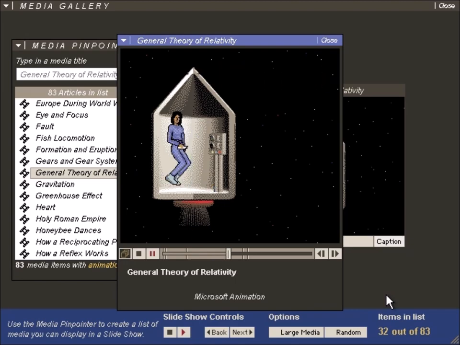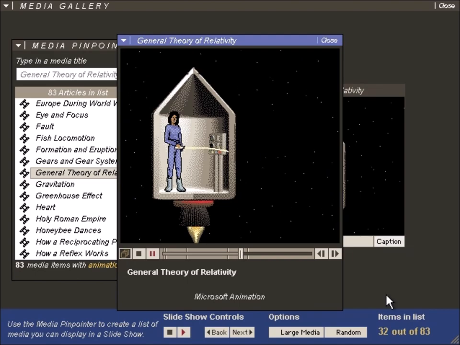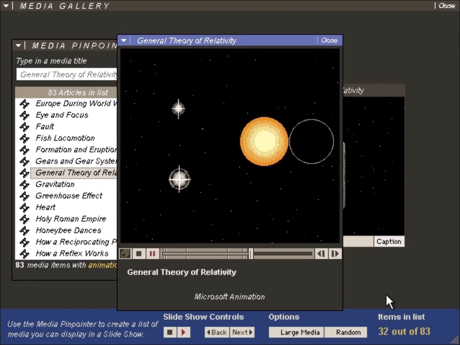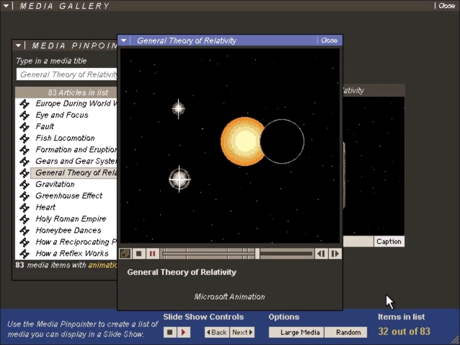Now, the astronaut does another experiment with light. If the ship is not accelerating, the light beam follows a straight path. If the ship is accelerating, the path is slightly bent. Einstein reasoned that if light appears to bend in an accelerating frame of reference, then it should bend in a gravitational field. Einstein's prediction was tested during a solar eclipse.